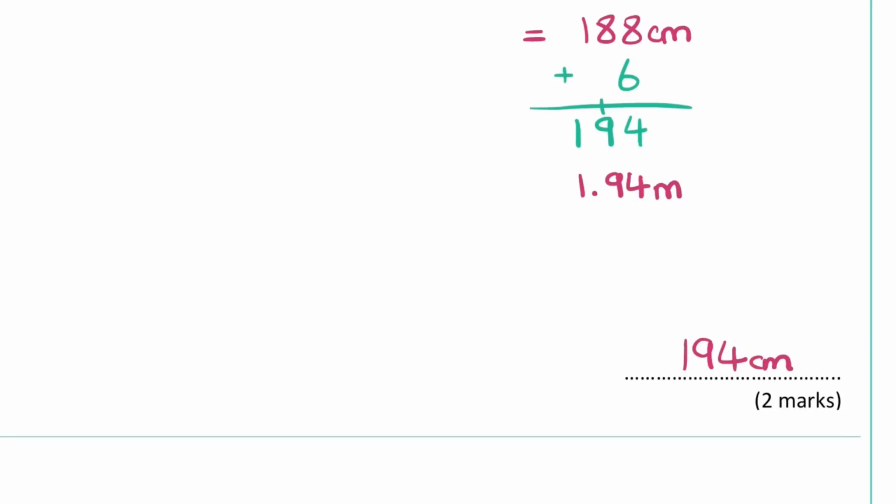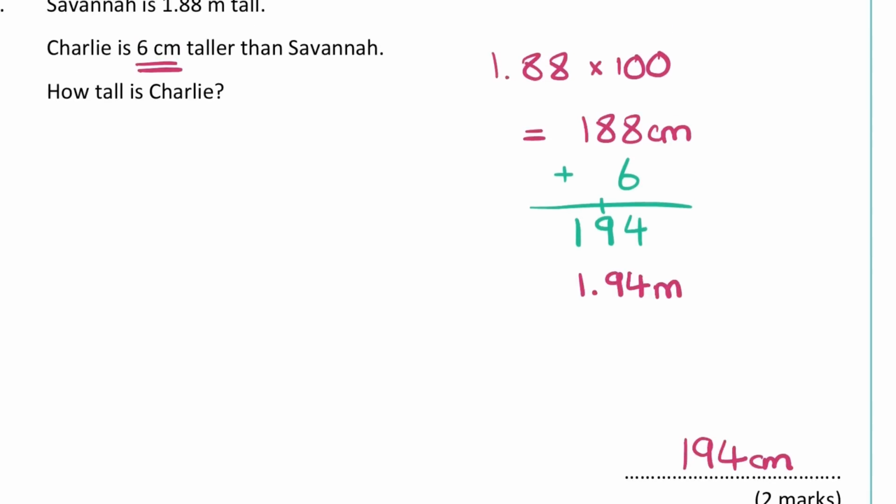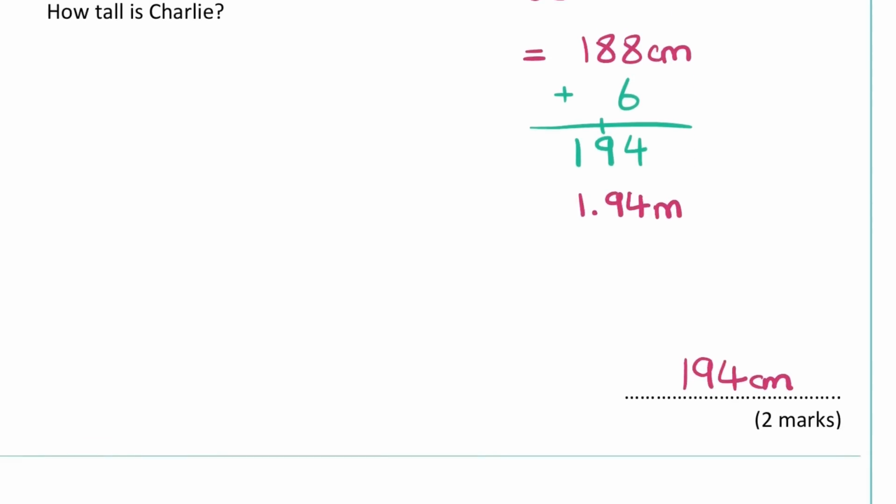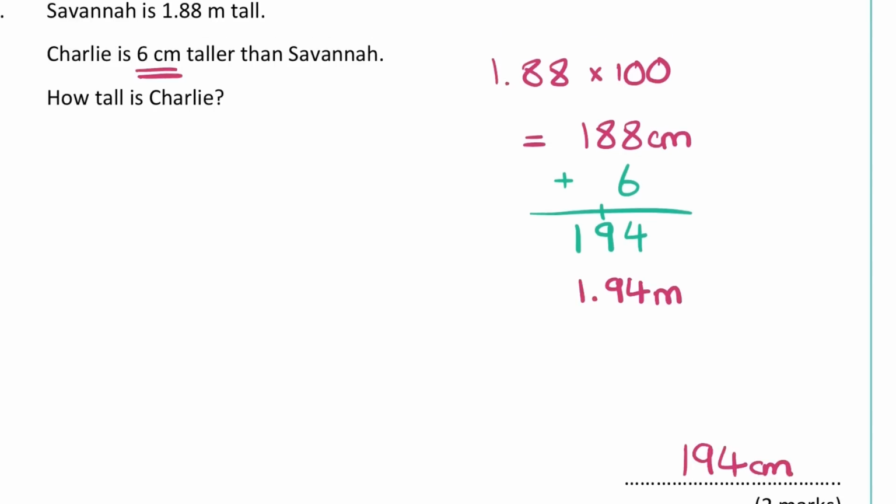If we had centimetres on the dotted line, or if the question said give your answer in centimetres, of course we'd have to give it in centimetres. Now this one doesn't, so you can give that either in centimetres or in metres. But there we go, converting into the same units and adding it on.